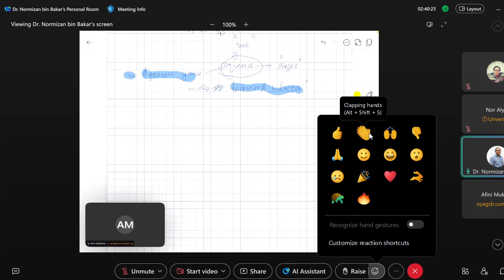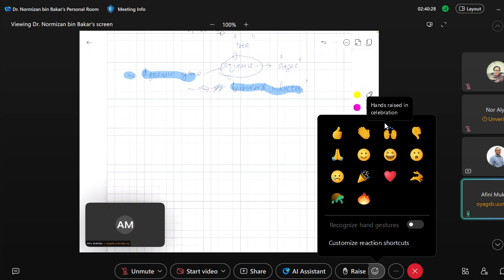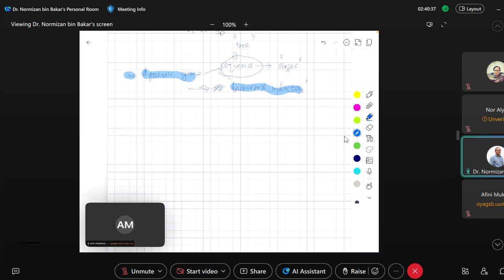Okay. Alright. Itu yang awak nak cakap kan? Betul. Okay. So how about the others? You got it? You got my answer? Mus dah faham dapat jawapan saya tadi?